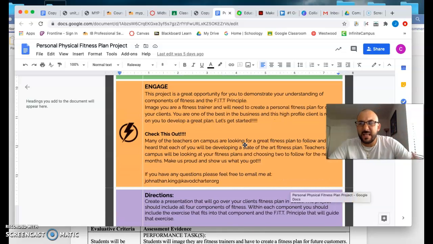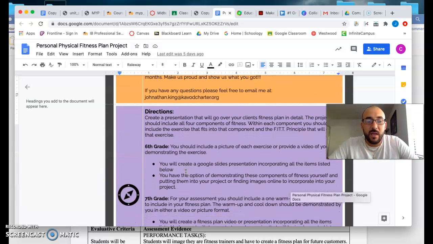I put them in the setting of: you are a fitness trainer, you're developing this state-of-the-art fitness plan for your clients, who are going to be teachers on the campus. And they absolutely love this because these were teachers they grew up with since kindergarten. They have a deep connection to these teachers, so it was further engagement, further motivation to inspire them.